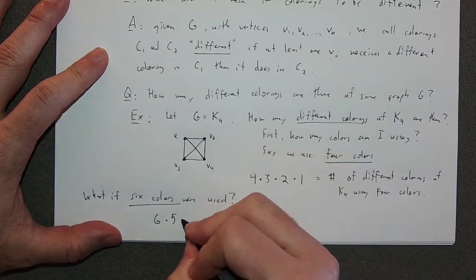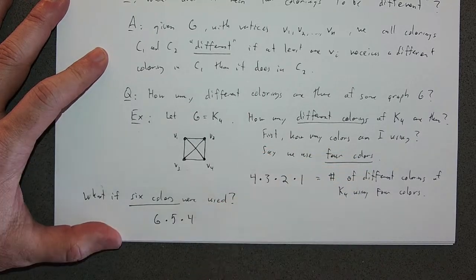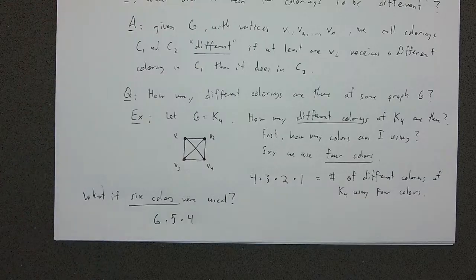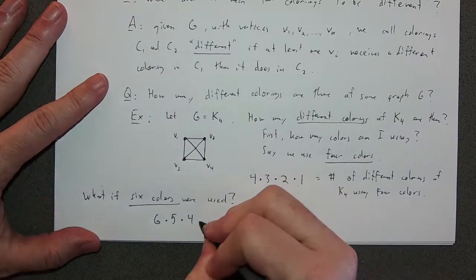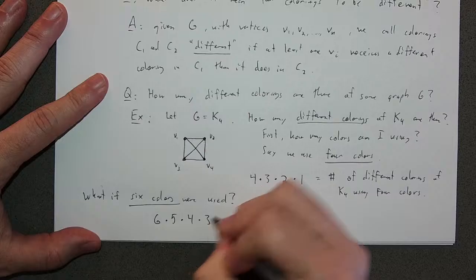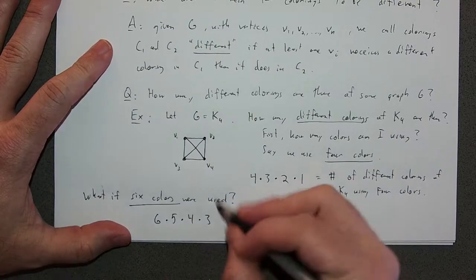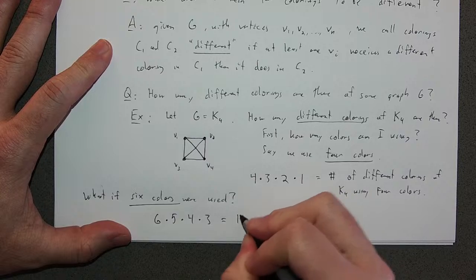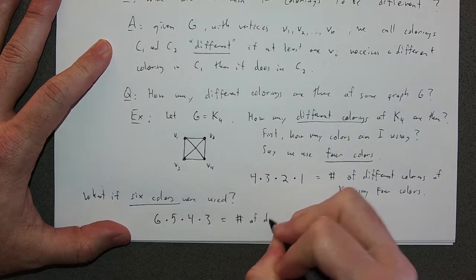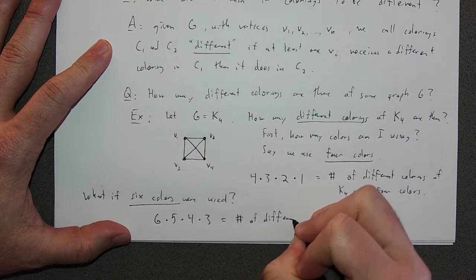For the next vertex, now I have 4 colors remaining. And then for the last vertex, I have 3. Any of 3 options are viable here. This is then the number of different colorings of K4 using 6 colors.